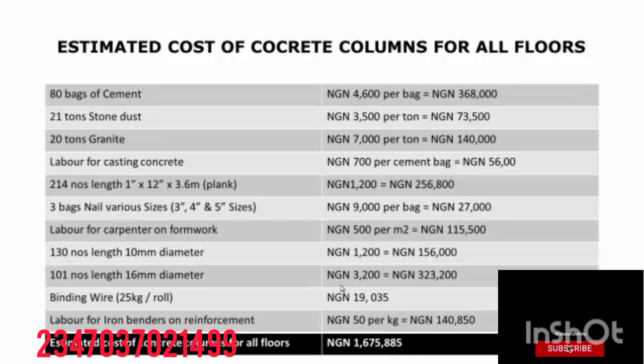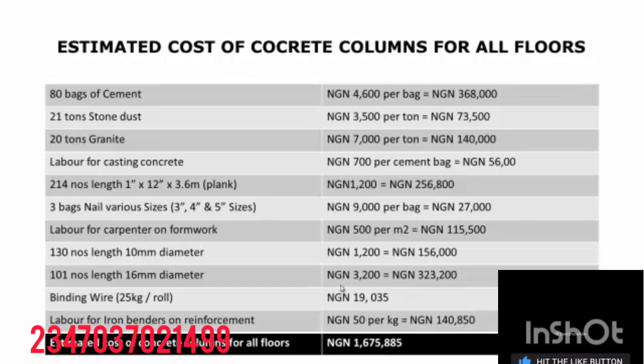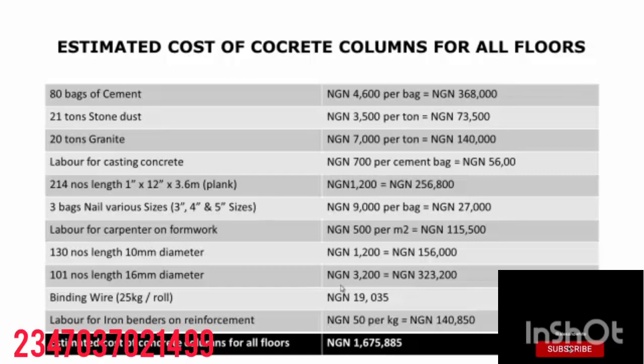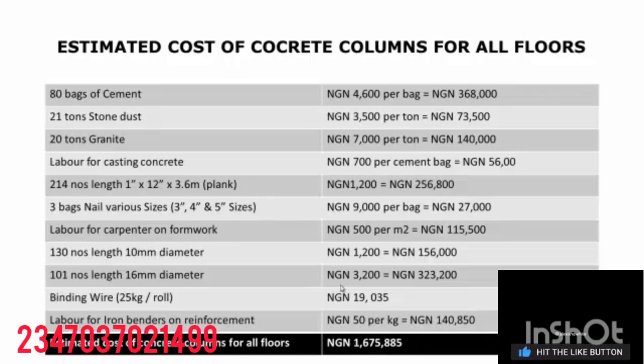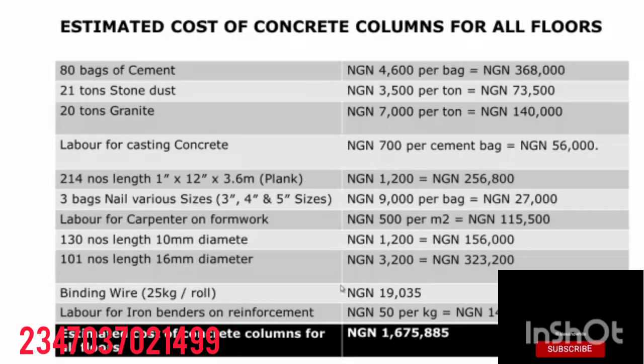Okay, you can see 80 bags of cement, 21 tons of stone dust, 20 tons of granite, labor for casting concrete, 3 bags of nail, labor for concrete, and so on and so forth. You can also see by the right hand side the prices of each one and the total amount of what you are buying. So at the end of it, we are spending about 1,775,885 naira.